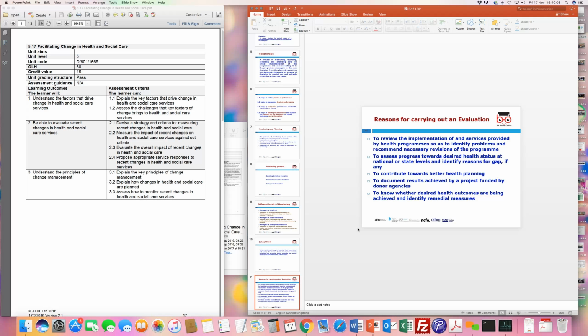Okay, and then planning being an essential part of monitoring, planning is also going to be an essential part of evaluation, because you would need to know where the start and finish is to be able to actually go in and evaluate and find out whether this is working or not.